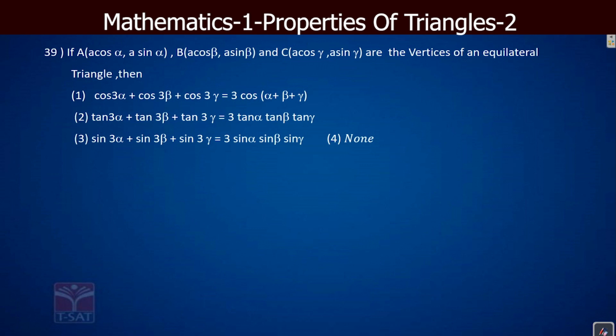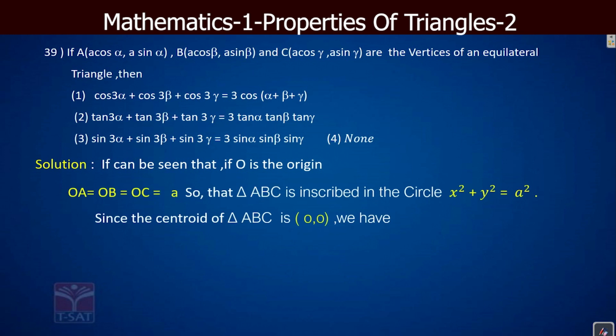Now you can see the vertices are A cos alpha, A sin alpha, A cos beta, A sin beta, A cos gamma, A sin gamma. So these vertices indicate that the origin is the circumcenter of the triangle. That means OA is equal to OB is equal to OC, each equal to A. So triangle ABC is inscribed in the circle x square plus y square is equal to A square.